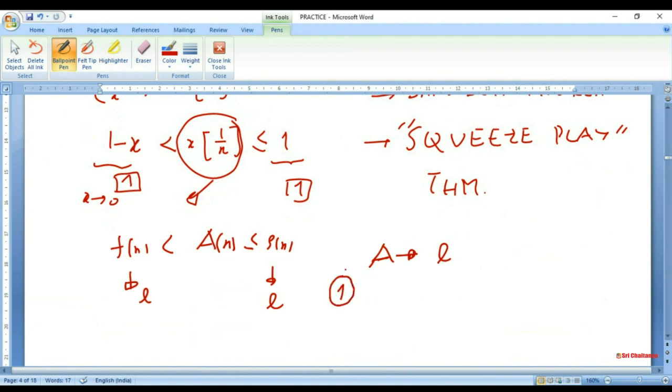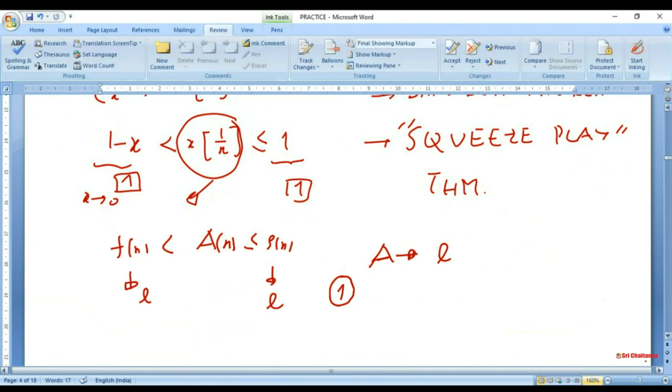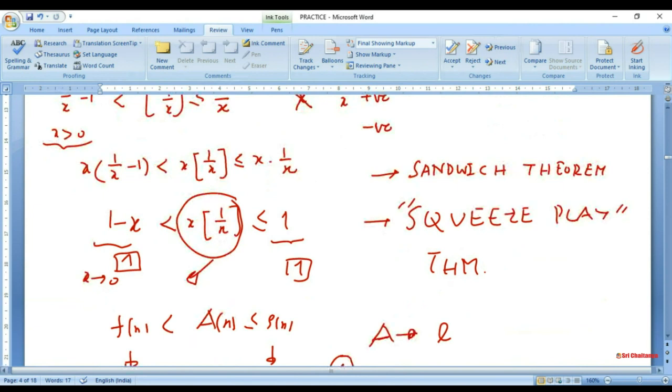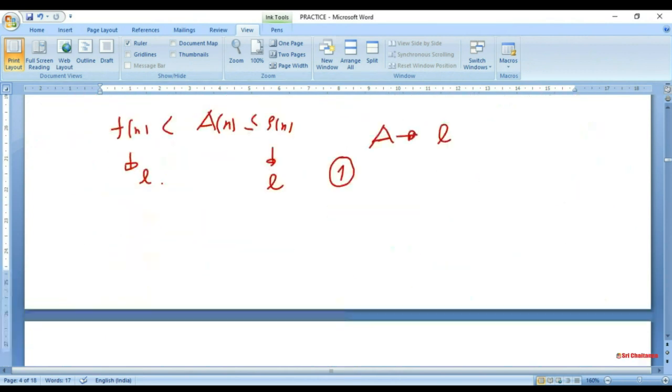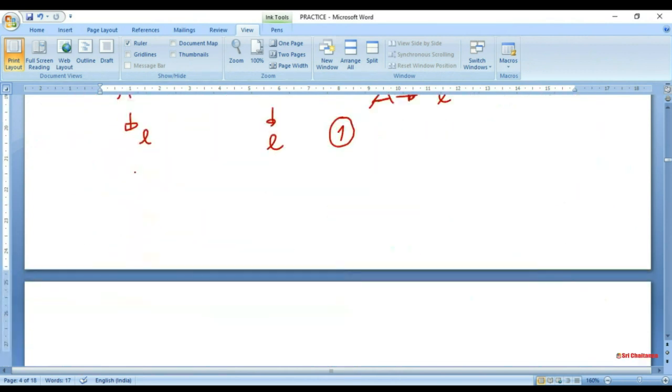But this is just the right hand limit, because we have taken x positive. We have not dealt with x negative, so we need to do some more work. This x positive case is done. Similarly, we can replicate it for x negative. If x is negative, the argument remains the same.